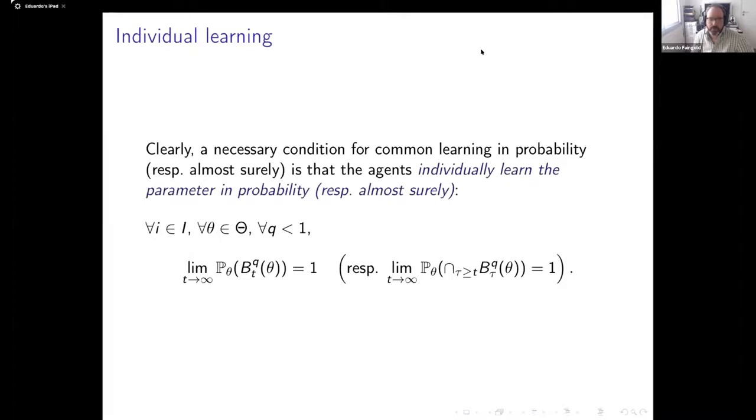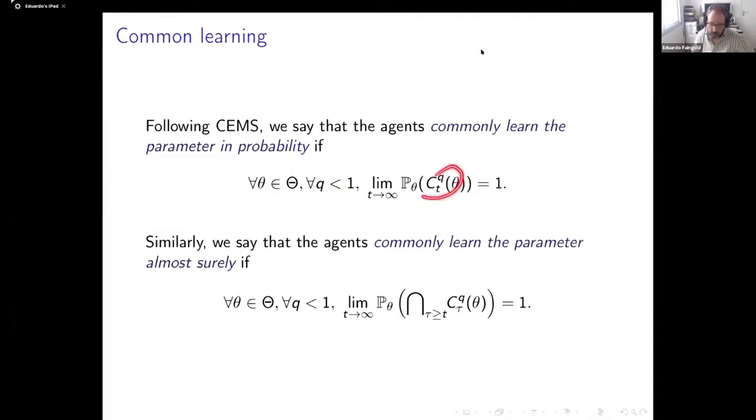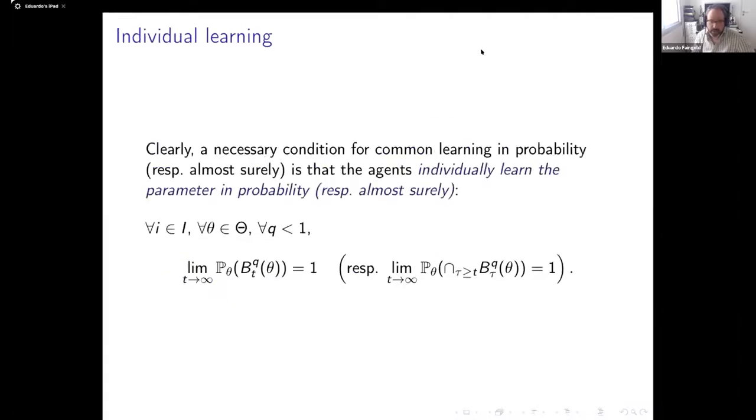And of course, if you replace common belief by mutual belief in these definitions, you have individual learning. Individual learning means that each player attaches probability at least q to the true state, and the probability of that event, under the true state, approaches 1 as time goes to infinity. And here you have the analogous definition for almost sure convergence.